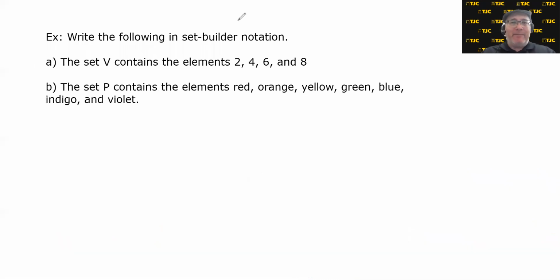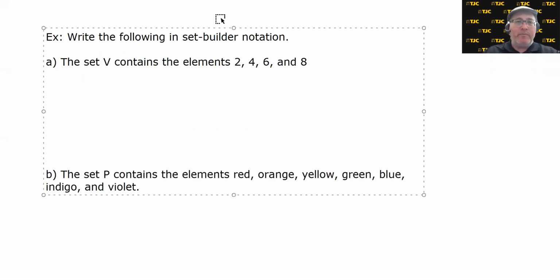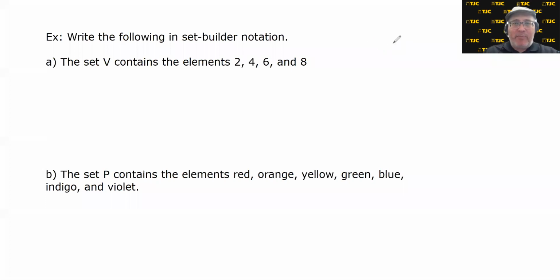Write the following in set builder notation. First, the set V contains the elements 2, 4, 6, and 8. And B, the set P contains the elements red, orange, yellow, green, blue, indigo, and violet. Let's go in here and put some empty spaces. There we go. All right. So let's see if we can represent these using set builder notation.